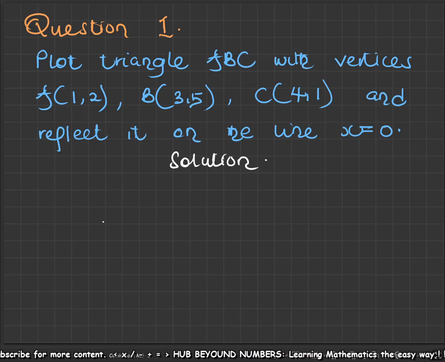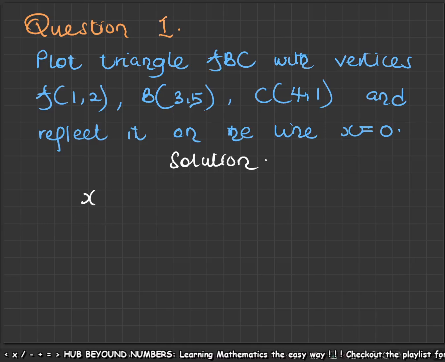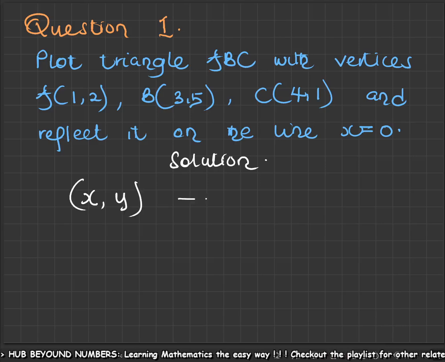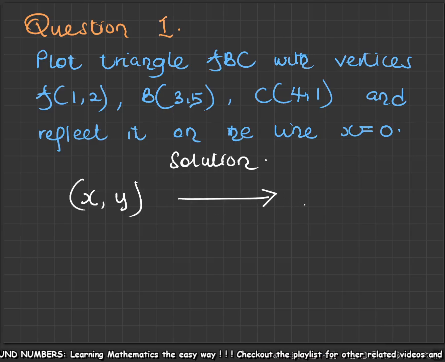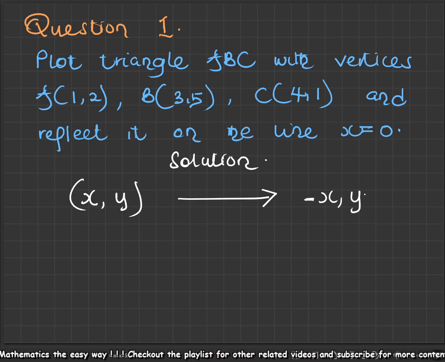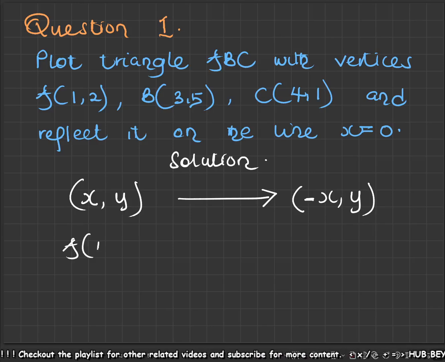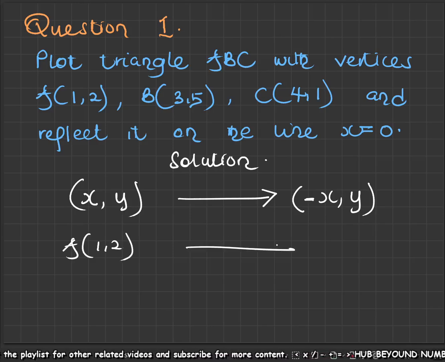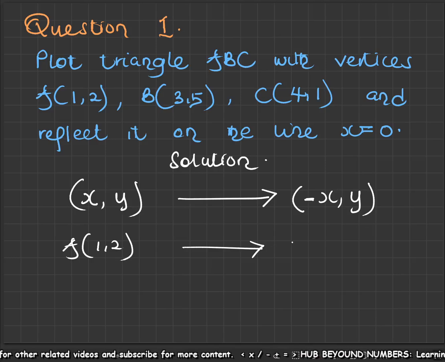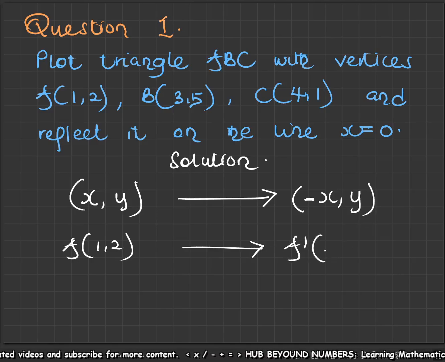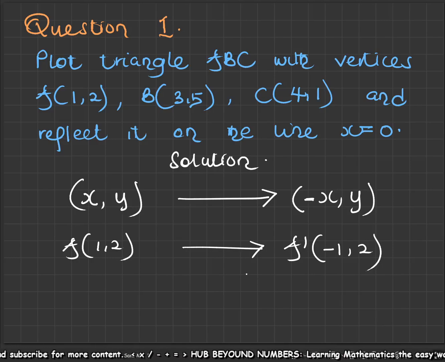Now, we know the rule when we want to reflect on the line x equals 0. Whenever we have x, y as our coordinates, then our reflection is going to be what? The negation of the x value whilst we maintain the y value. So it simply means that our A, which has coordinates 1, 2, is then going to give us what? A prime, which has coordinate -1, 2. You see, you are just following the rule. All it says is negate the x value, and that is it.